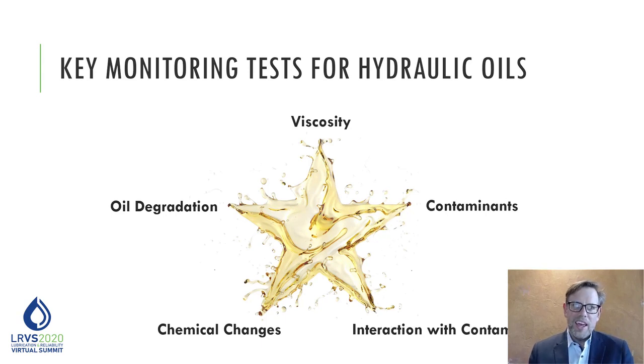Luckily, we have tests available to be able to measure the physical and chemical changes we see in the lubricant. So some of the key parameters or characteristics that we want to look for in an oil analysis test for hydraulic oils: viscosity is clearly one of the most important ones. Contaminants, how the fluid interacts with contaminants. In other words, if there's water, does it mix with the water? Or if there's air, does it create foam, or does it create poor air release properties? So how the fluid actually interacts with contaminants is important. Chemical changes to the fluid, and oil degradation.